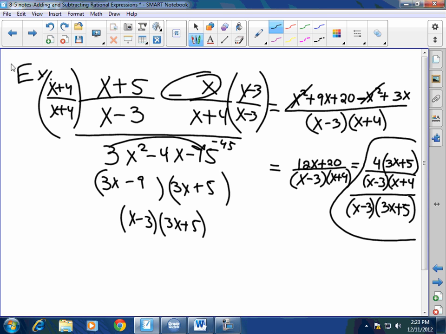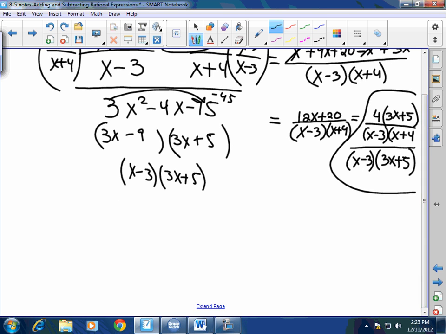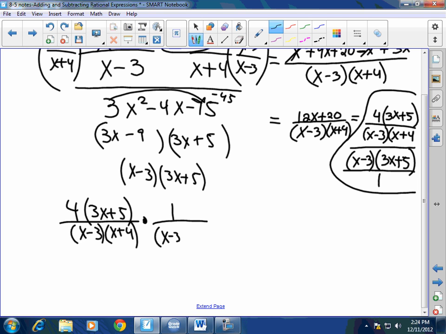Okay. So now, stay, change, flip. Stay, because this is all the numerator. Change and flip. Remember, this is x minus 3 times 3x plus 5 over 1. So it'd be 1 over x minus 3 times 3x plus 5. Now, cancel, cancel. My final answer would be 4 over x minus 3 squared times x plus 4. And you do not have to multiply those out.